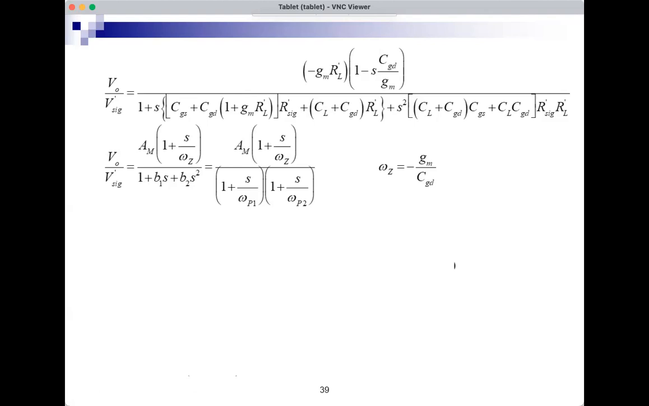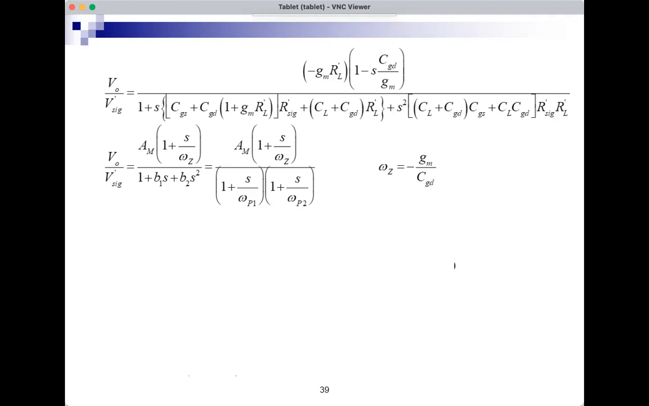The reason is that 1 over gm is a relatively small resistance. gm is a transconductance, so 1 over gm has units of resistance. So 1 over gm times Cgd would be a small resistance times Cgd, and 1 over that would be a very high frequency compared to omega p1 and omega p2. So that's typical in these circuits.